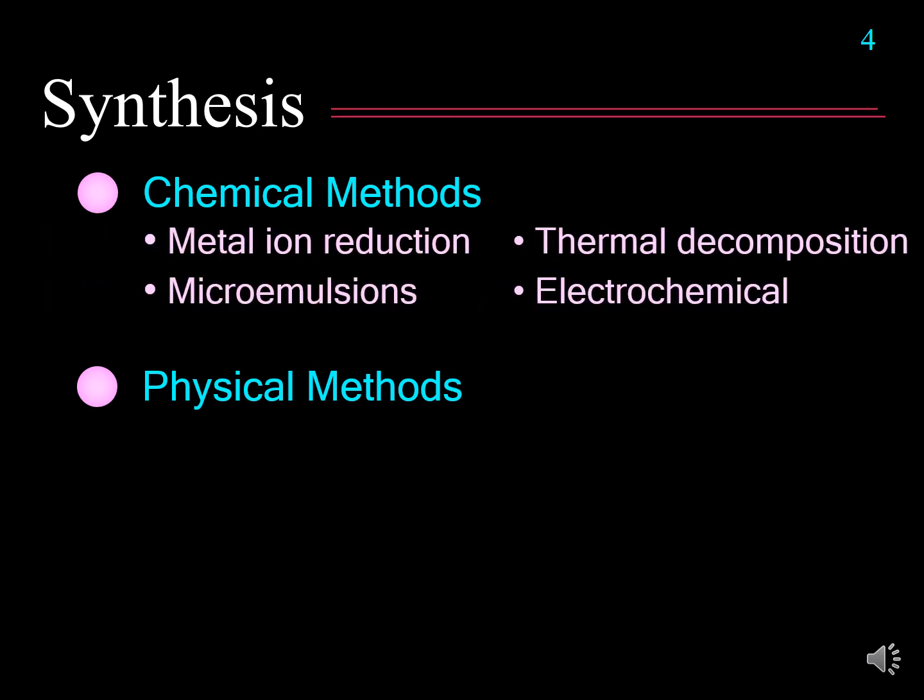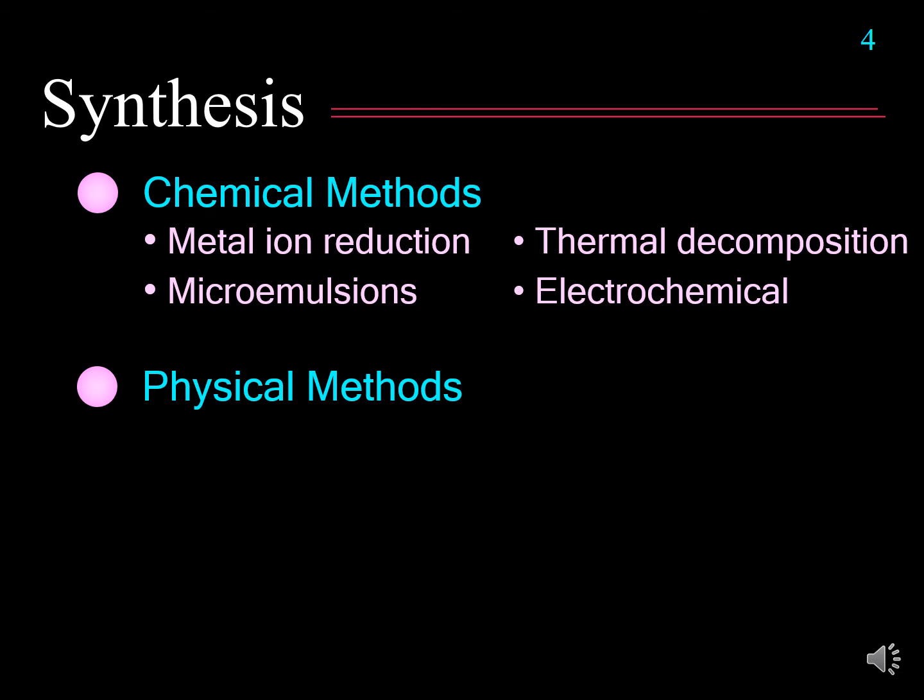The chemical methods, there are plenty of them actually. For example, we have metal ion reduction, starting from metal ion, and we have kind of chemical reaction to reduce the metal ion into the metal with the oxidation number equal to 0, the metal. Or we can also synthesize using microemulsions.